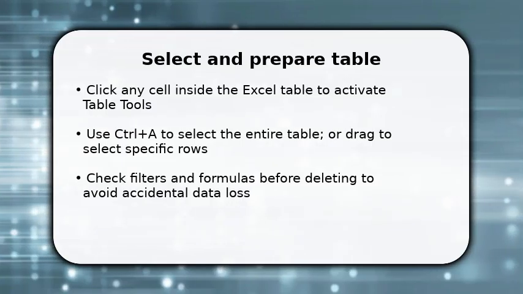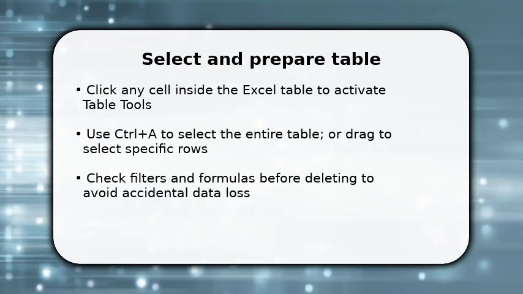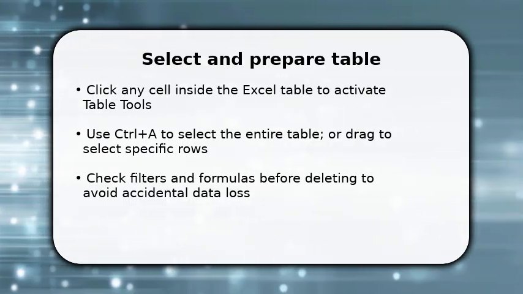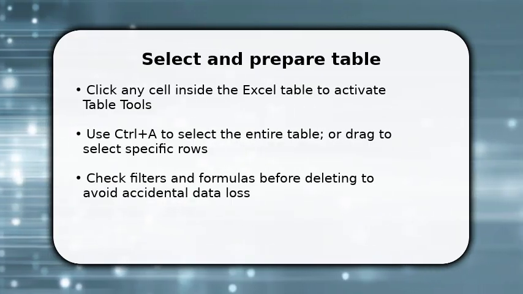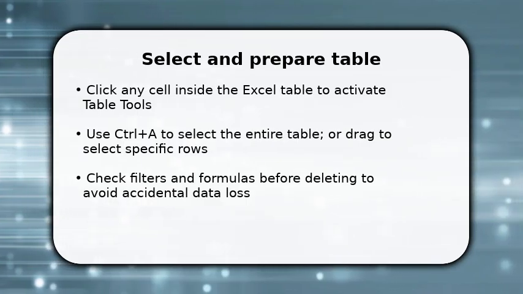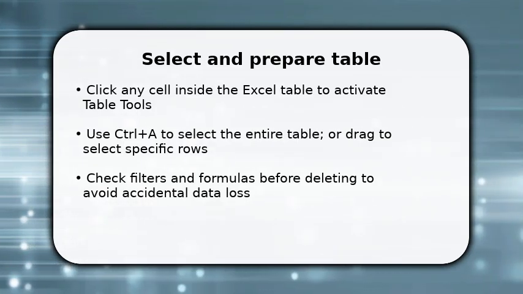You begin by selecting the table area you intend to change. Click any cell in the table so Excel shows table tools. Once done, press Ctrl+A to highlight every table row. If you only want specific rows, click the row number and drag to select them.